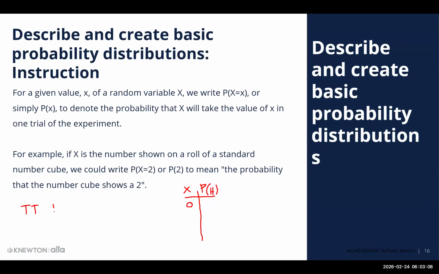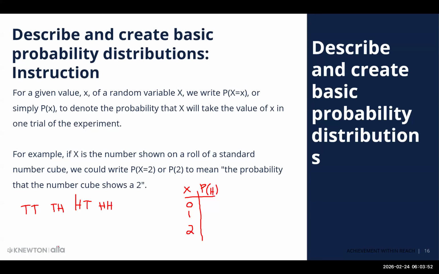We might have the second coin come out heads, so there's only one head. We might have the first coin come out as heads and the second coin come out as tails. That's also one. Or they might both come out heads.